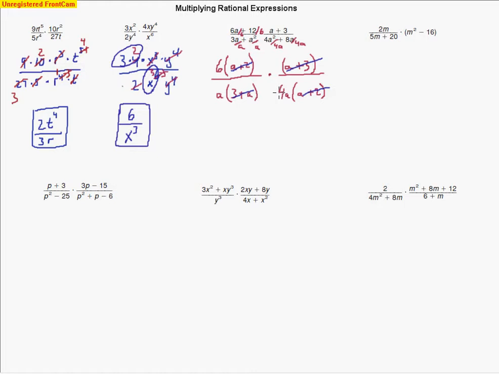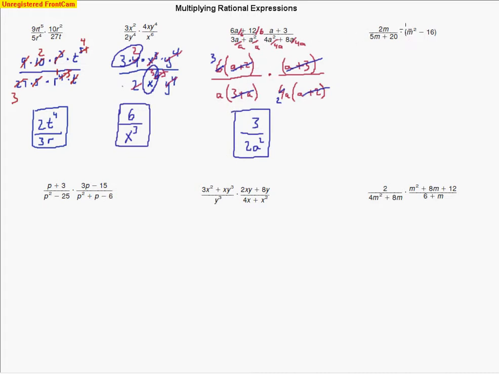And this 4 and this 6 have a common factor of 2, so I'm going to divide them both by 2. So that's how I'm getting 3 here and then 2 here. Well, let's multiply everything that's left over. On top I've got a 3. And down below I've got a times a makes a squared, and I have this 2, so 2a squared. So 3 over 2a squared is my answer.